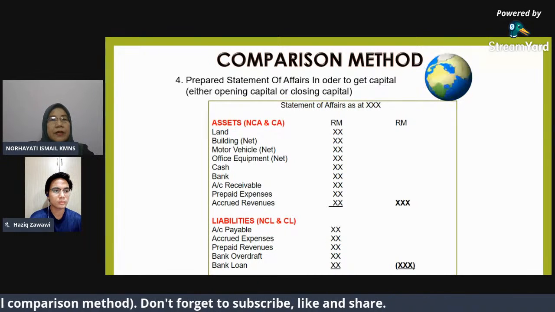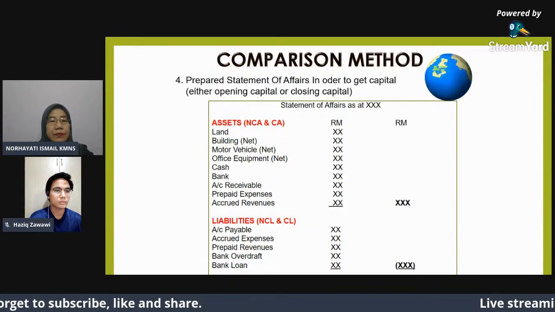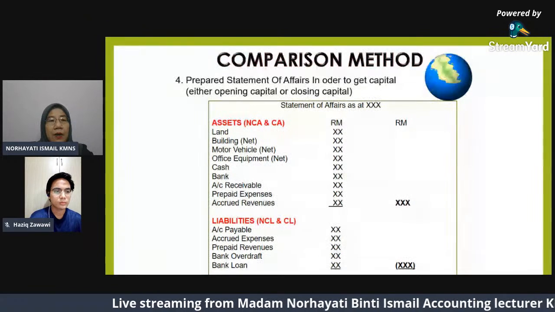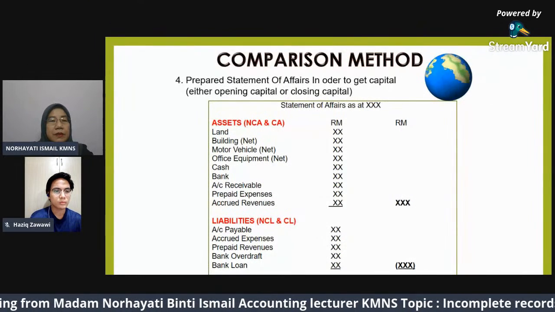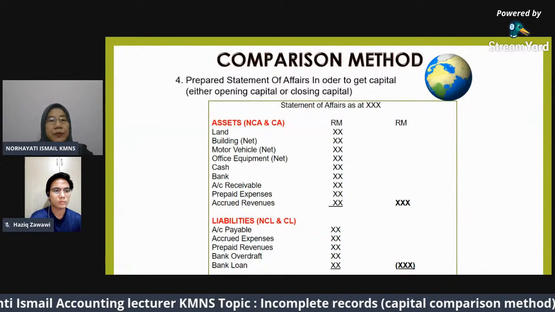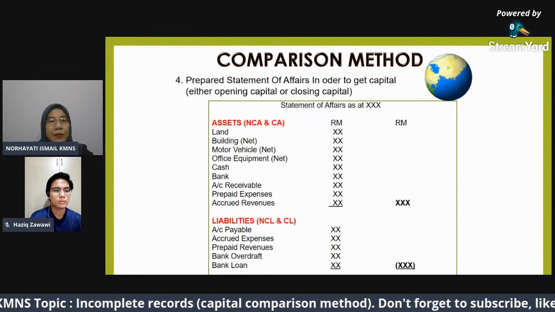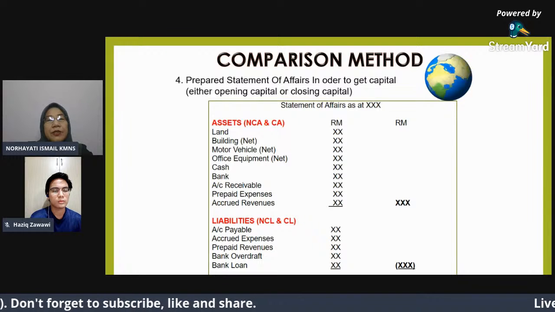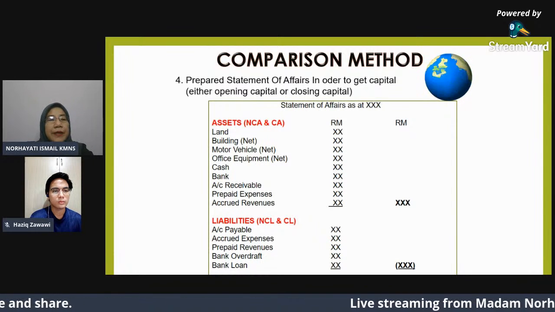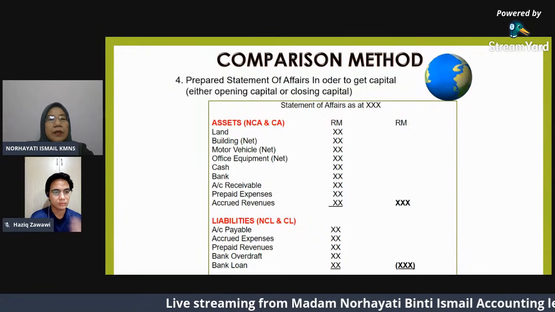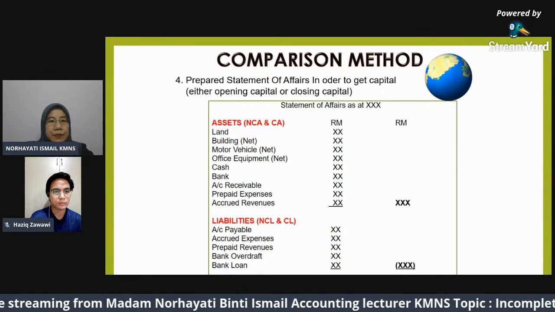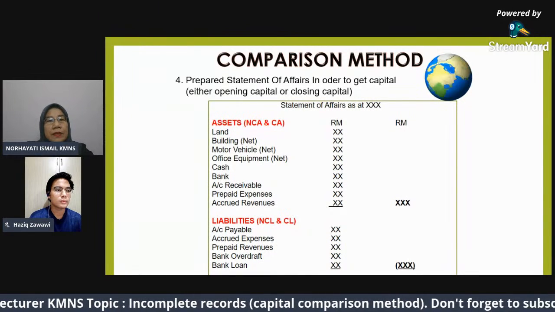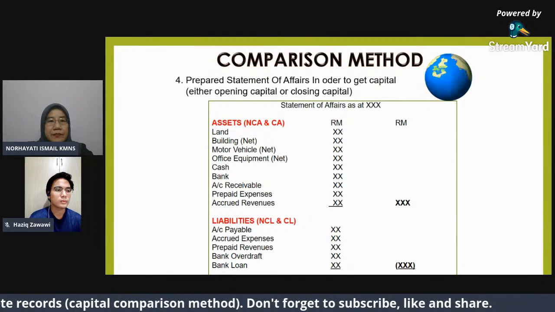For example: land, building, motor vehicle, office equipment, cash, bank, accounts receivable, prepaid expenses and accrued revenue, or revenue receivable. An example of prepaid expenses is prepaid insurance. Accrued revenue, or revenue receivable, means we have performed the services but not yet received cash.